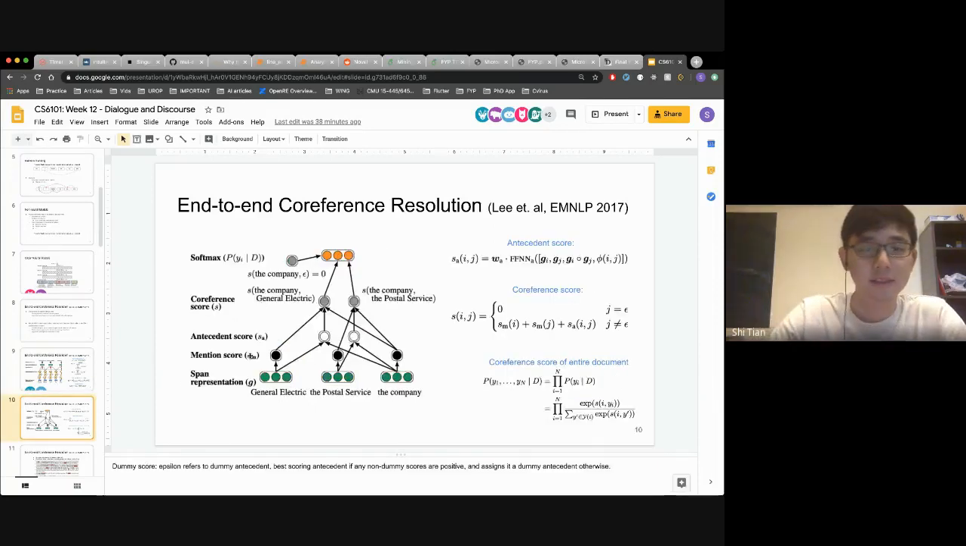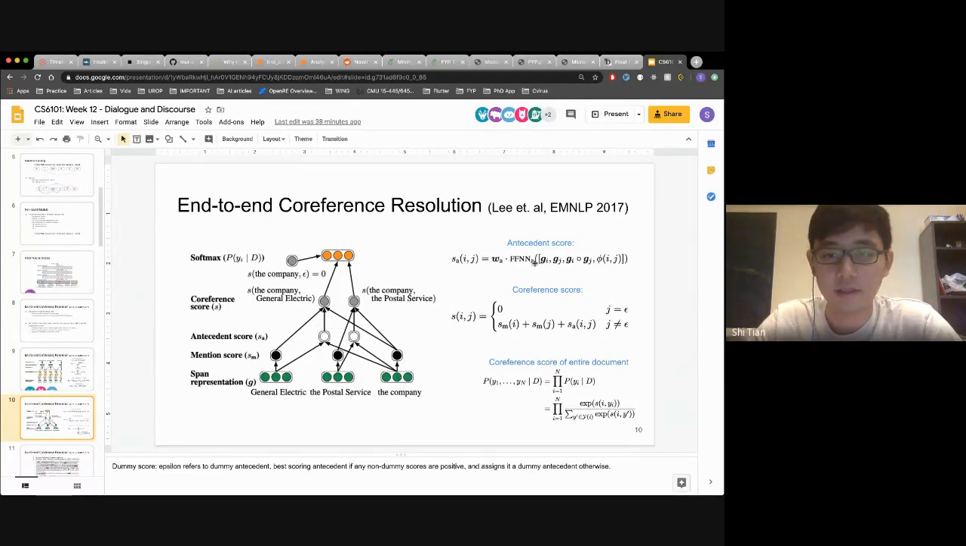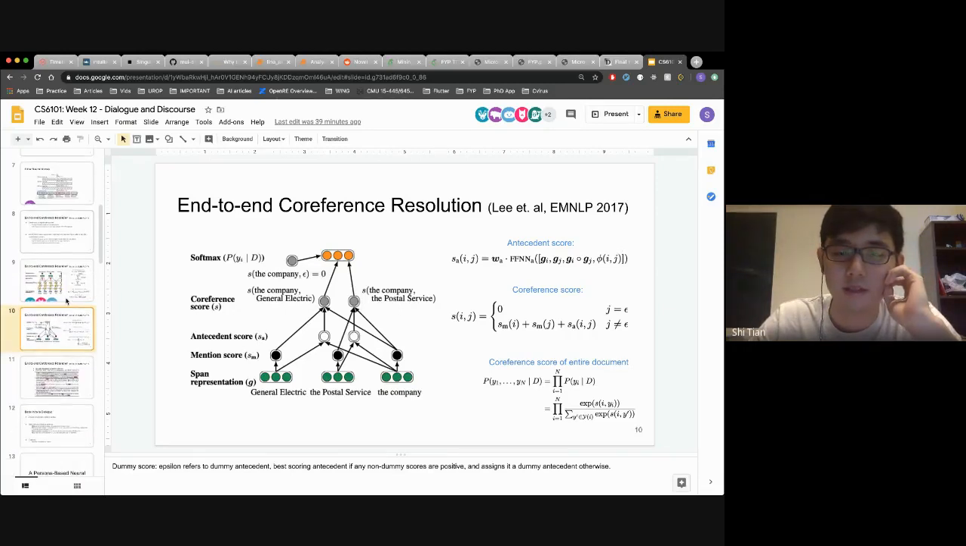Okay. So now with the span representation and the mention score, they will try to get an antecedent score between two different mentions or two different spans. So the antecedent score is, again, they have a representation of the two mentions, and then they pass it into a neural network again. I think this feature vector over here is going to be something like the distance between the two spans.